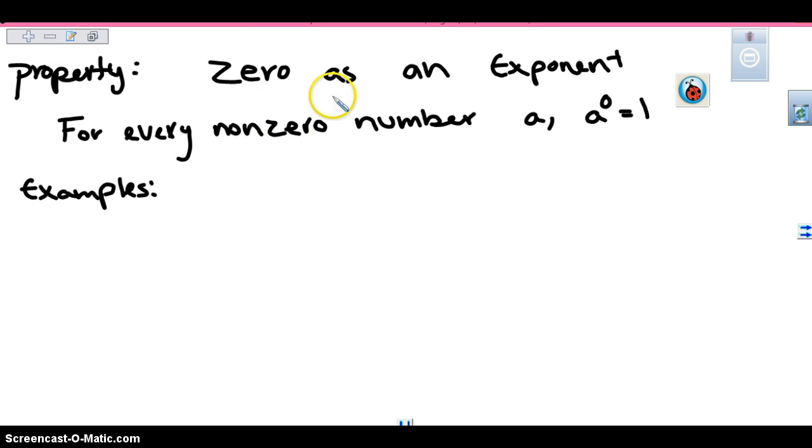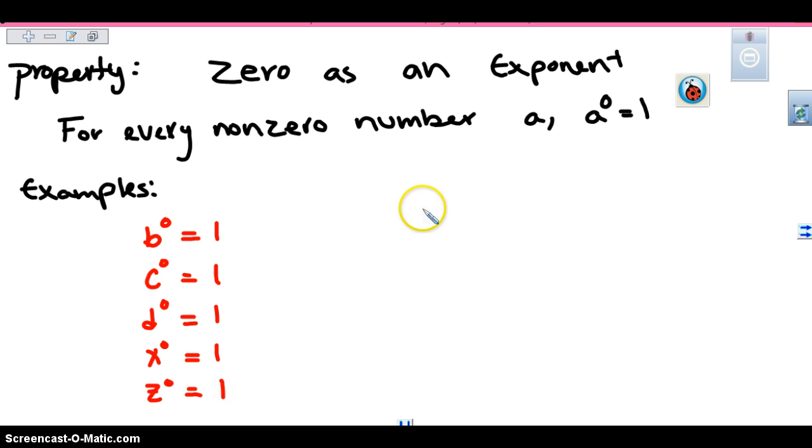So the property of 0 as an exponent says that for every non-zero number a, a to the 0 power equals 1. In other words, any variable or any number raised to the 0 power equals 1. So for example, b to the 0 power equals 1. c to the 0 power equals 1. d to the 0 power equals 1, x to the 0 power equals 1, z to the 0 power equals 1.